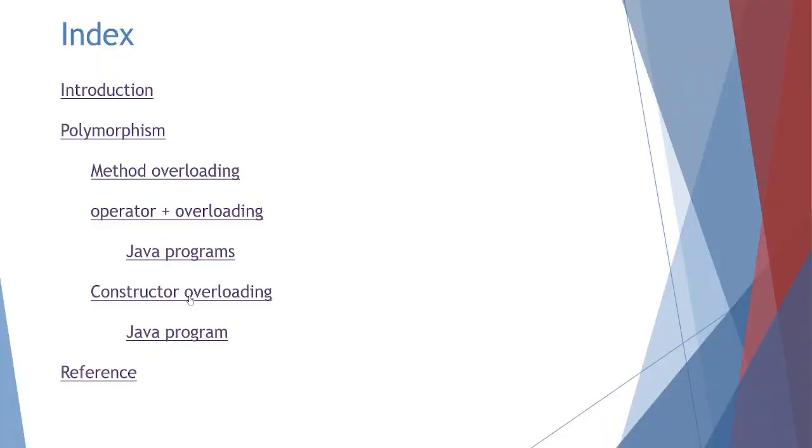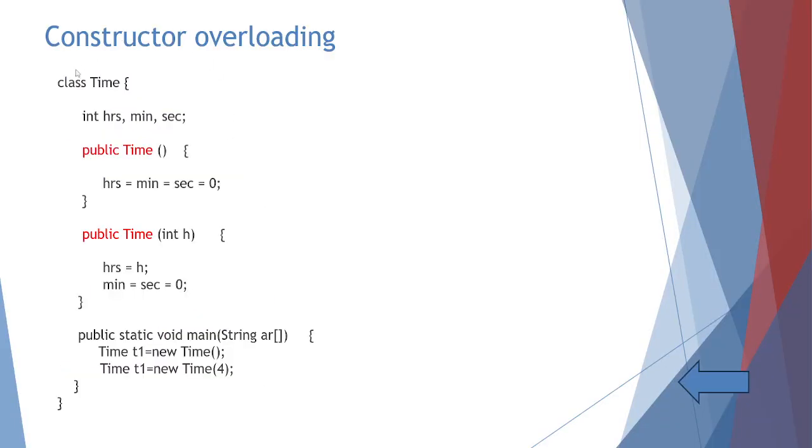Let's see constructor overloading. Class time is there, hours, minutes, and seconds. These are the 3 instance variables. Now, public time, same name as the class, no void or any other return type, and a public method. So this is a constructor. And one default constructor, one parameterized constructor. So more than one constructor.